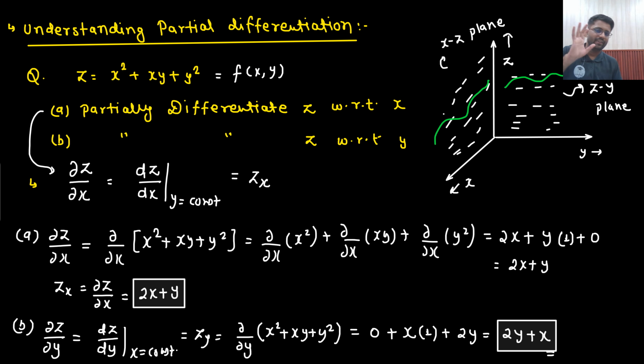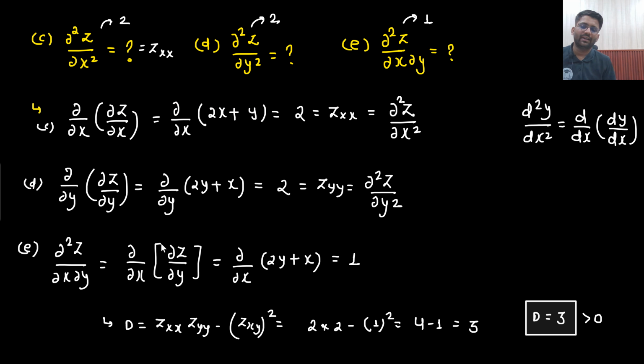Very simple. It is simply differentiation only, keeping the other variable constant, nothing else. Partial differentiation of z with respect to x gives 2x plus y. With respect to y, you will get x plus 2y. Then twice differentiation we have to do. Differentiate again with respect to x only, what you will get? 2. With respect to y, what you will get? 2. Now del z by del x you have done.